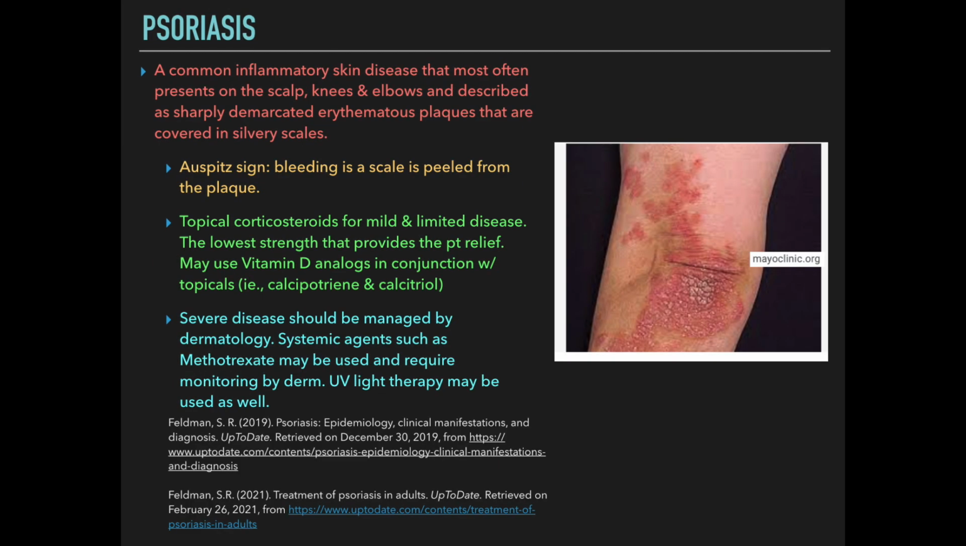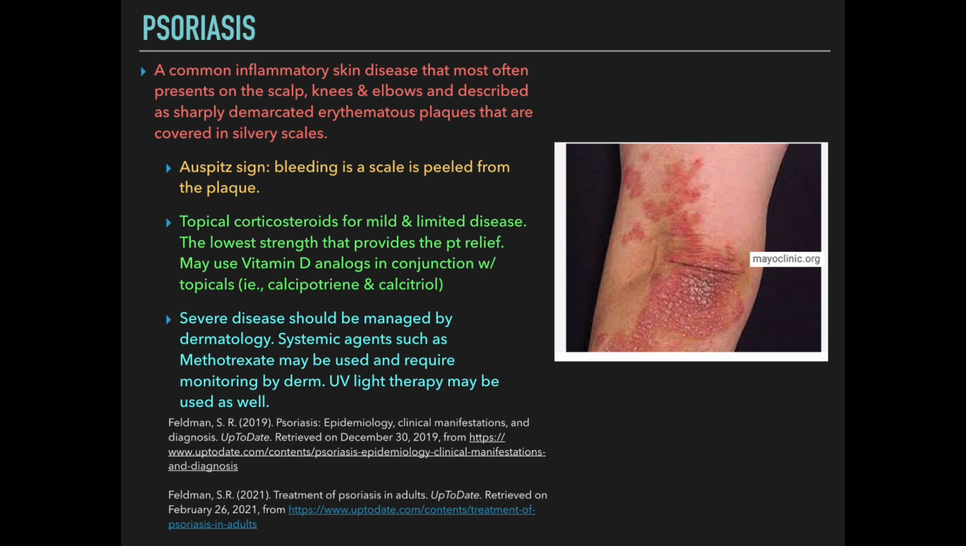Here we have psoriasis, which is actually a common inflammatory skin disease, and it most often presents on the patient's scalp, knees, and elbows. And it's described as a sharply demarcated erythematous plaque that is covered in silvery scales. Another sign of psoriasis is going to be the Auspitz sign, and this is when bleeding occurs after a scale is peeled from the plaque.